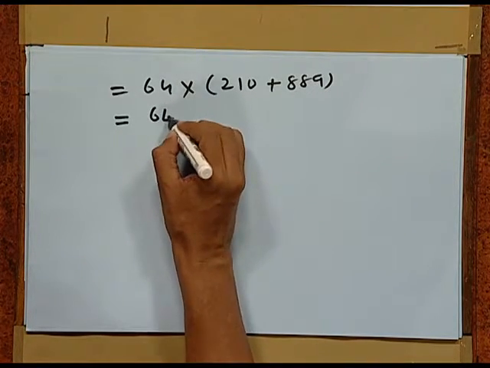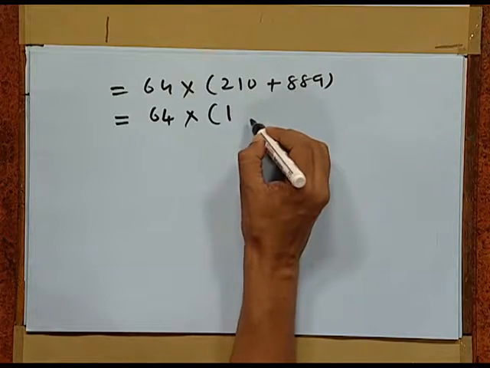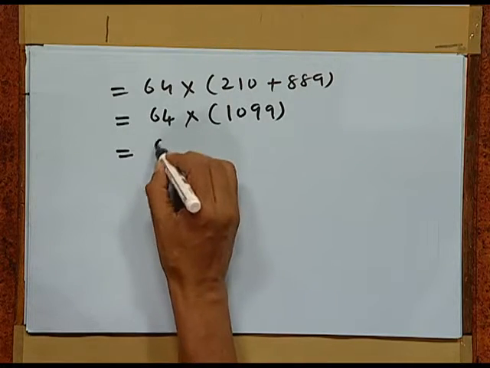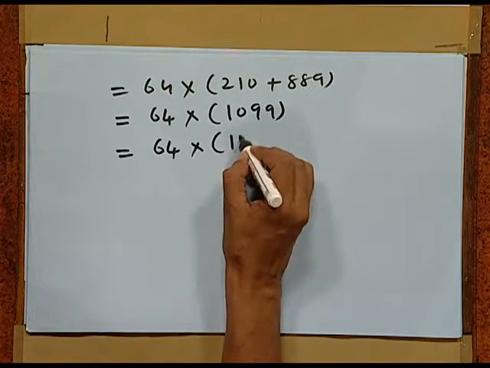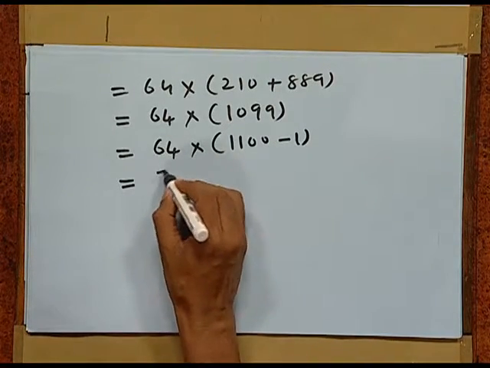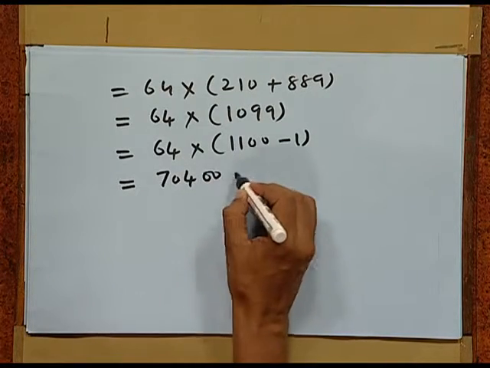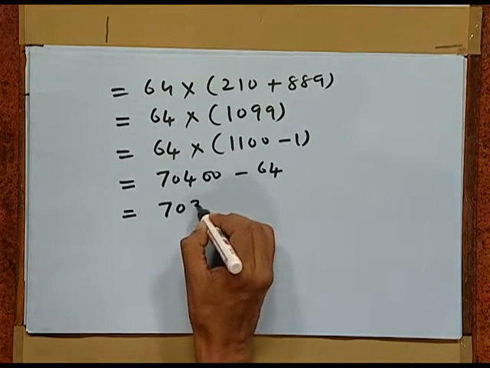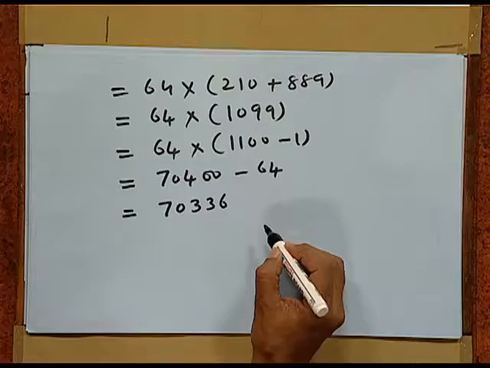That equals 64 times 1099, which equals 64 times 1100 minus 1. That equals 70400 minus 64, and that is 70336. Thus, 70336 is the sum of all the numbers between 100 and 1000 which are multiples of 7.